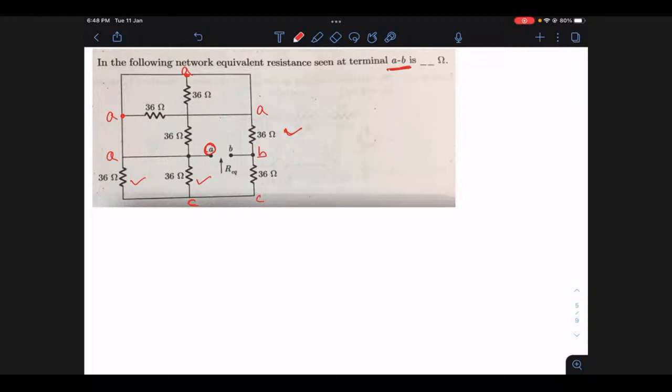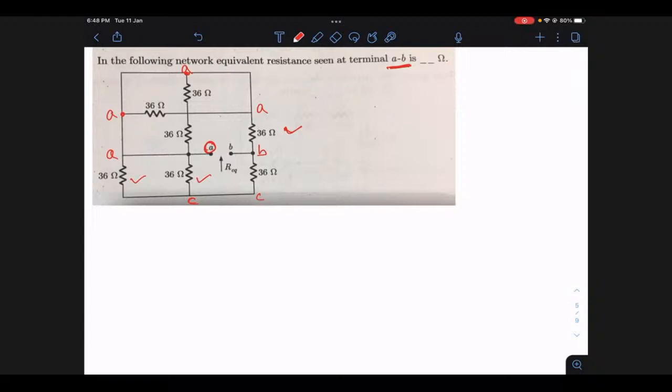If I ask you to redraw the corresponding circuit, it will be something like this. This is node A. This is node B. Let me take node C. Between B and C, you have 36. So this is your B. Then between A and C, you have this 36 and this 36. These are in parallel, right? So 36 parallel with 36 is 18. So this is your 18, and this is your C node.